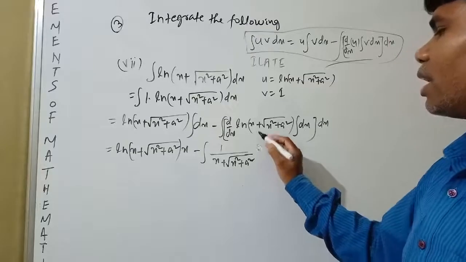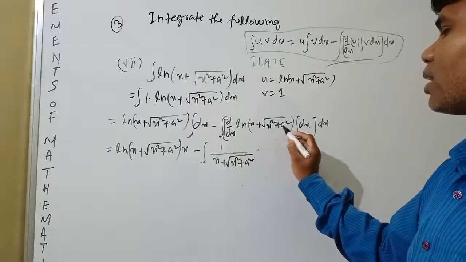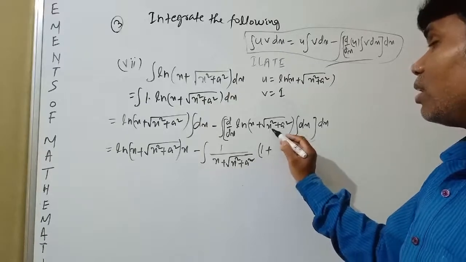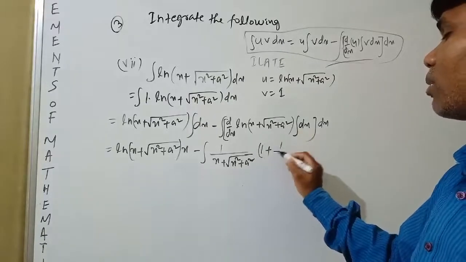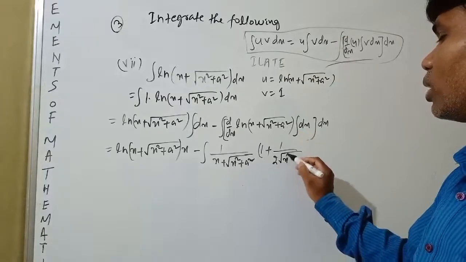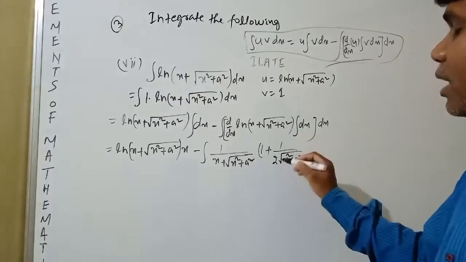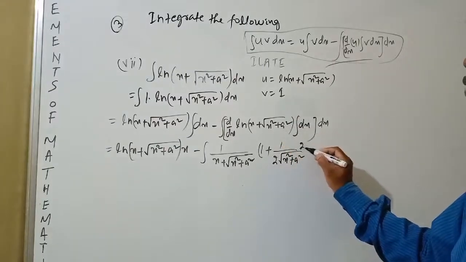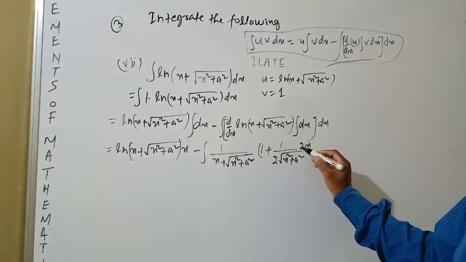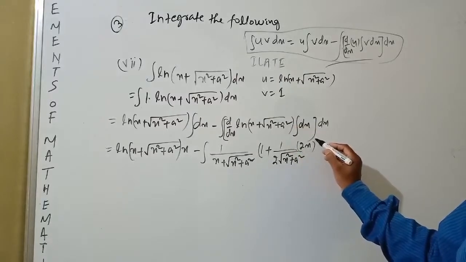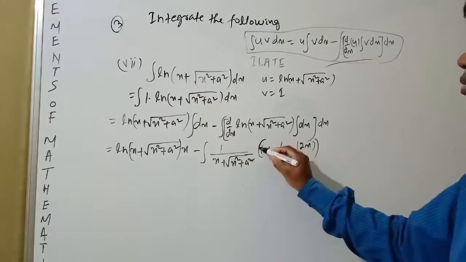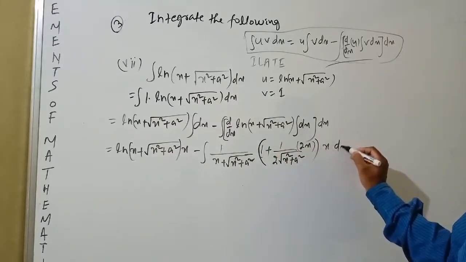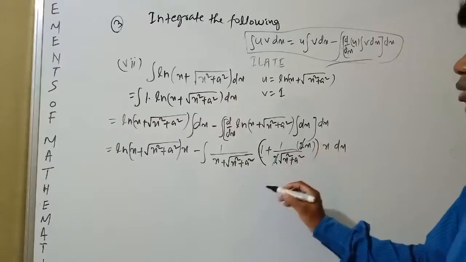Again, the derivative of x plus root over x square plus a square: the derivative of x is equal to 1. The chain rule can apply here. The derivative of root over x square plus a square is 1 by 2 root x square plus a square, and again the derivative of x square plus a square is 2x. The derivative of x square is 2x. You see, 2 will cancel out.